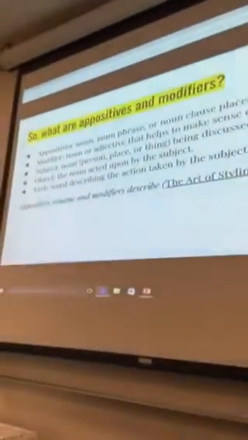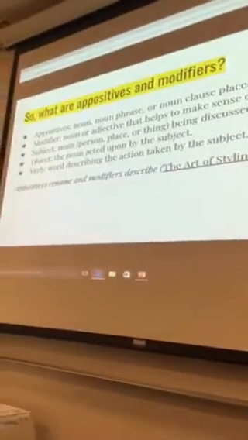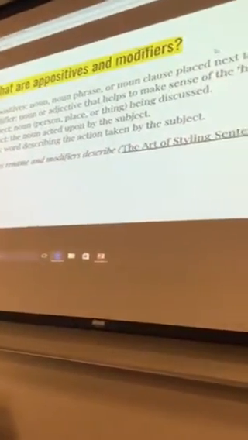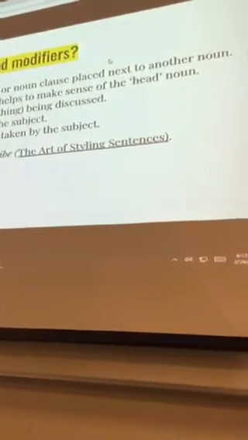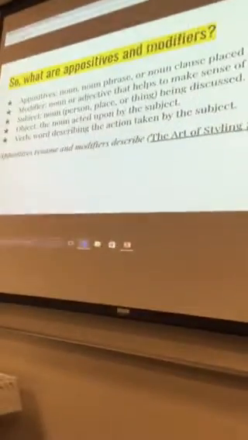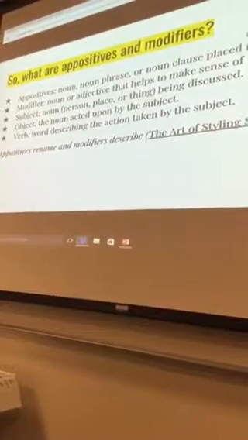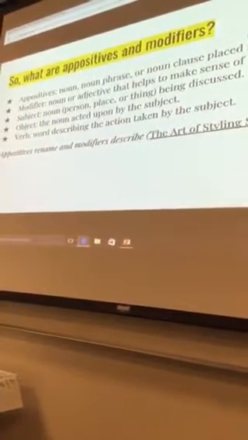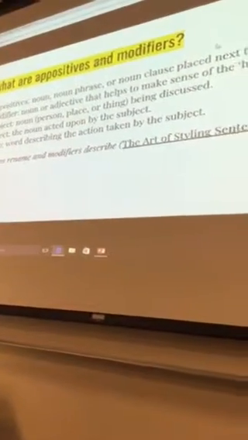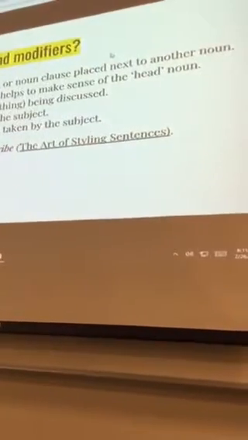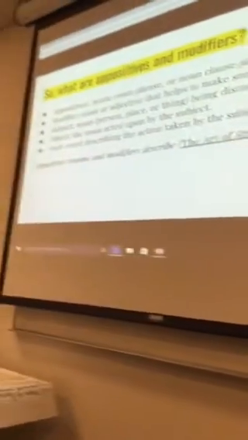So, what are appositives and modifiers? Appositives are a noun phrase, or a noun clause placed next to another noun. So it's a noun phrase, or a noun clause right alongside another noun. A modifier is a noun or an adjective that helps make sense of the head noun or the main noun.